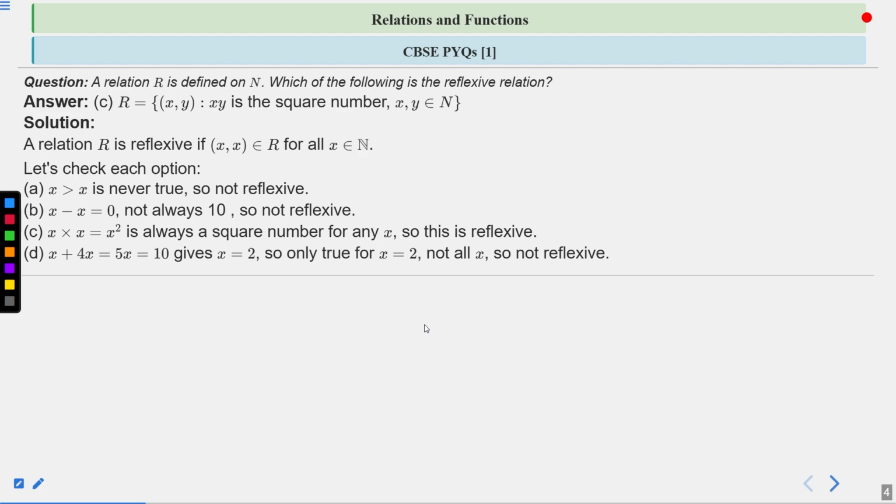Hope you understood the condition of a reflexive relation. Okay, let's move to the next question.